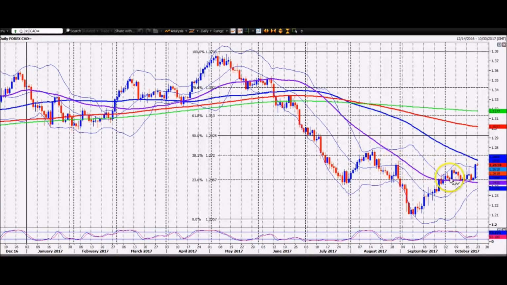And again, you see that here at the end of September, beginning of October. Now the question is, are we trying to push out higher, which I think we probably are in this pair actually, so the Bollinger Bands might widen out again.